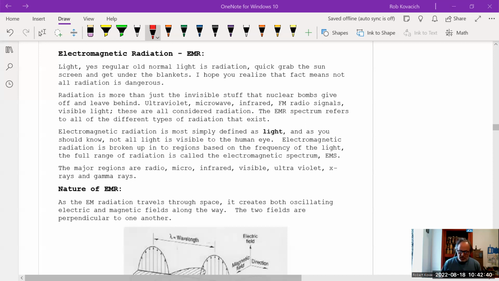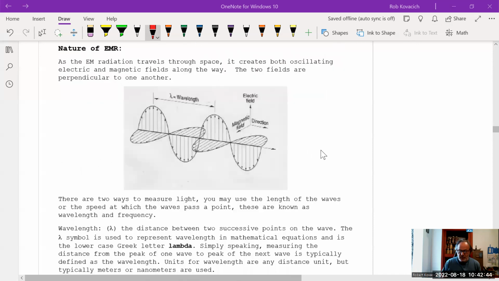All right, so electromagnetic radiation is called electromagnetic radiation because it has two fields, an electric field and a magnetic field that are perpendicular to each other, and then they travel in one direction. So this is a good image of what it is that we're talking about when we're talking about light. So again, this is all types of light.